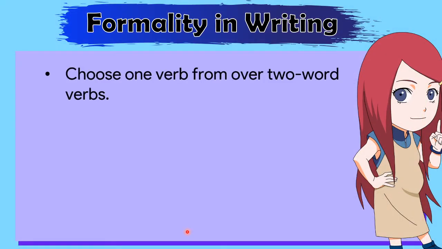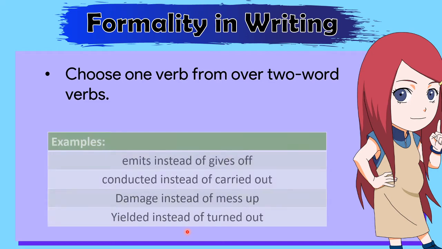Next, choose one verb over two-word verbs. What are those examples? Instead of using gives off, you should use the word emit. And instead of using the words carried out, you should use the word conducted. Those are just some of the examples. So in writing, do not use two-word verbs because it will not show formality in your text or in your academic writing.